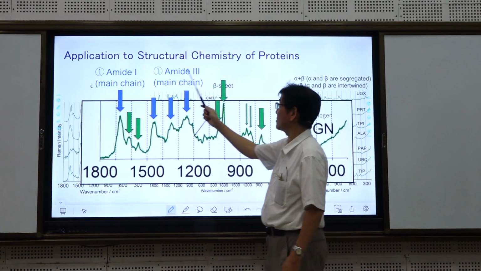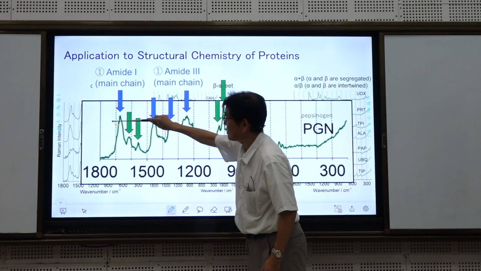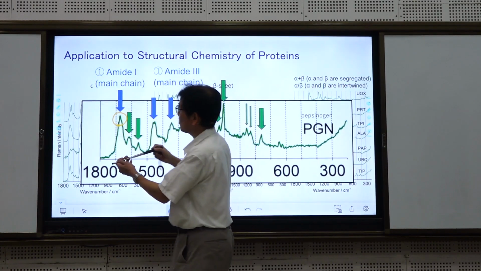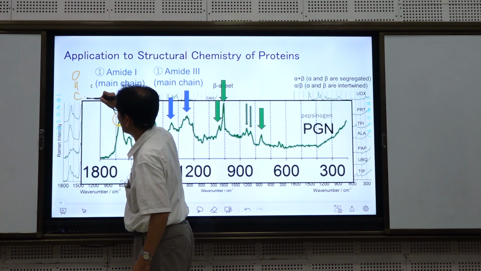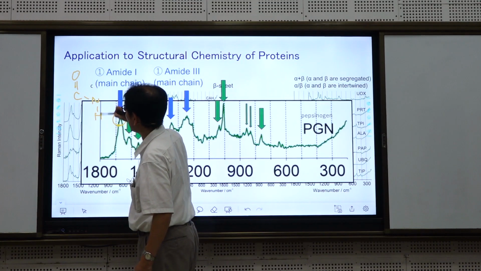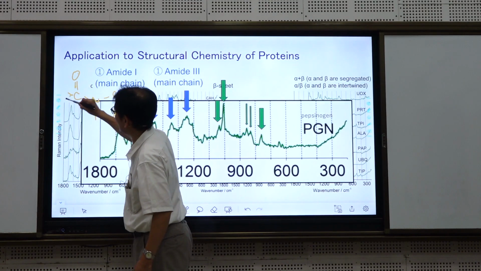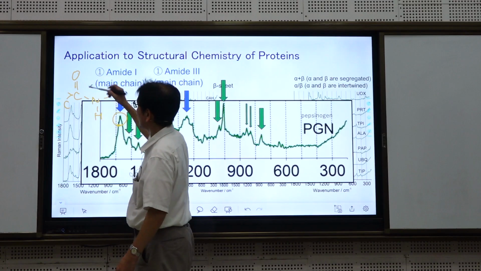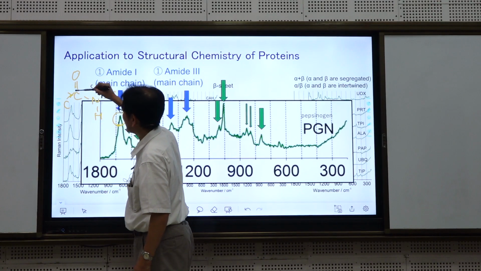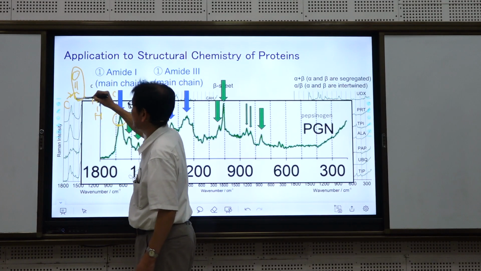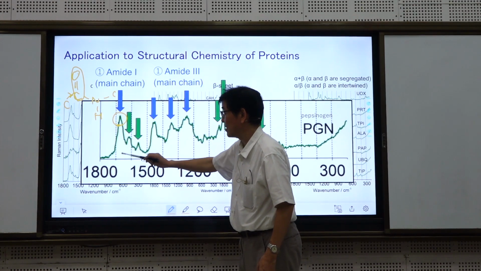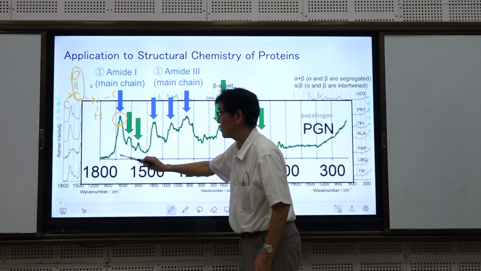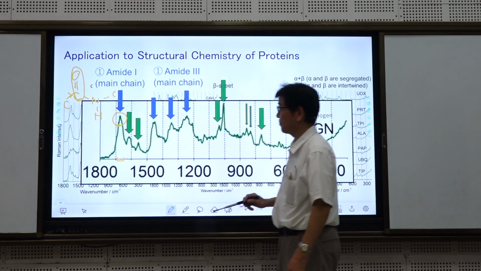There are amide 1 and amide 3. Amide 1 is here. This is the CO double bond stretching, O, C, N, H. And mainly it comes from CO double bond stretching, and it appears between 1600 and 1700.